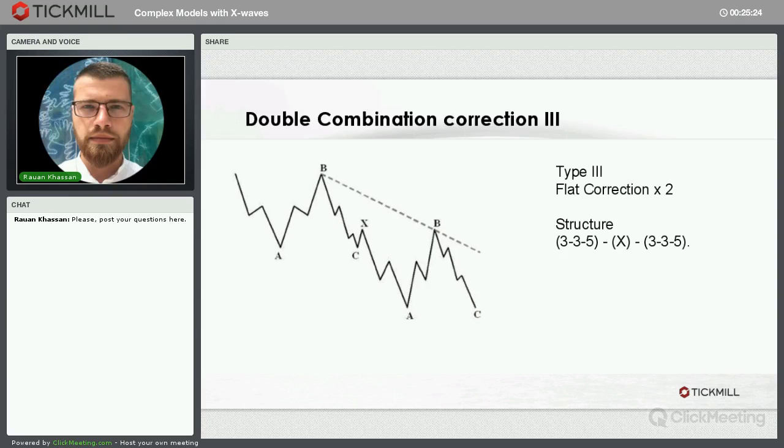This signal line gives a probable positive entry point at the moment when the second flat correction is not having the place of wave A in the contracting triangle.